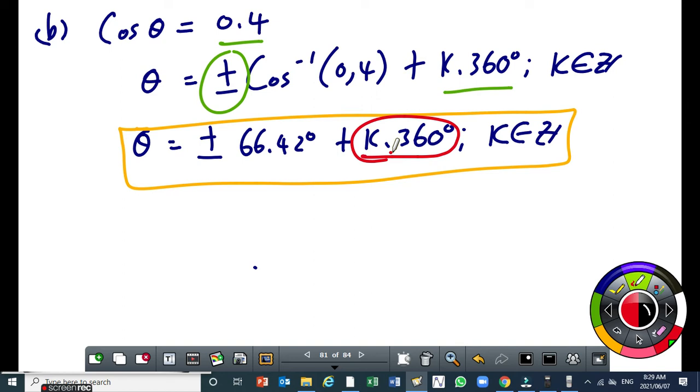So cos is going to be a plus and a minus, because cos is positive in the first and the fourth quadrant. If you take the positive, you put k equal to 0, your answer will be 66.42 degrees. If you take the negative here, you get an answer that's in the fourth quadrant.